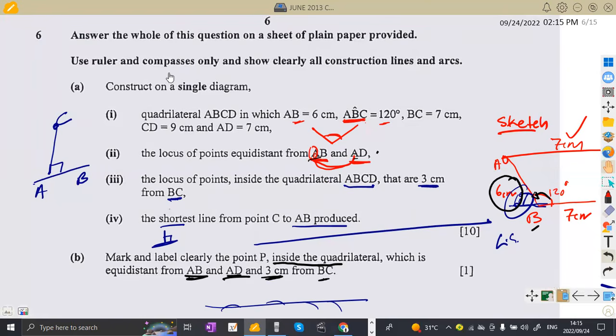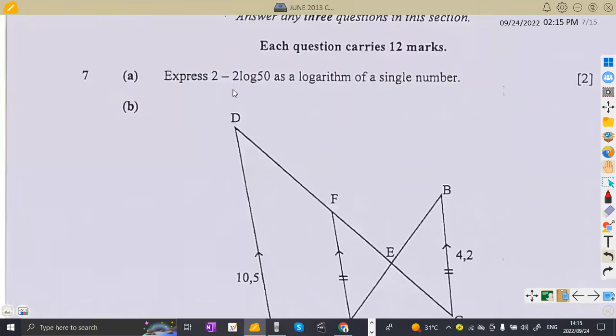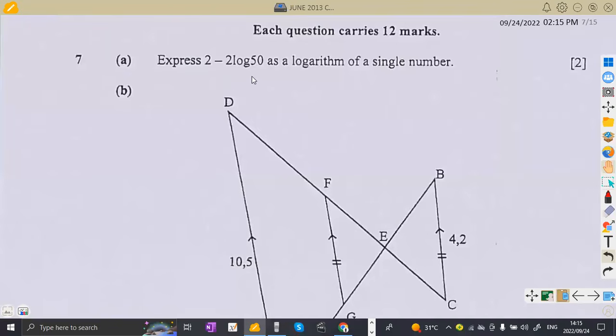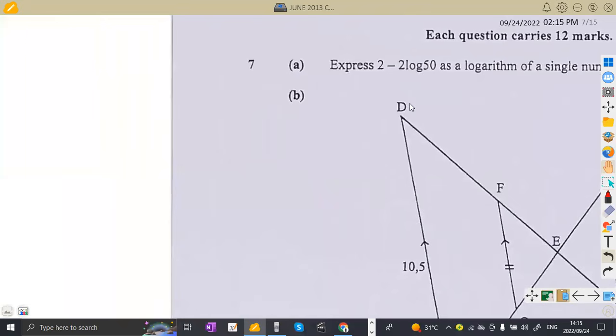Let us cross-check the other question, which is question 7. Express the logarithm of 2 minus 2 log 50 as a logarithm of a single number. Okay, so this is what you're asked to do. Express this as a single logarithm.